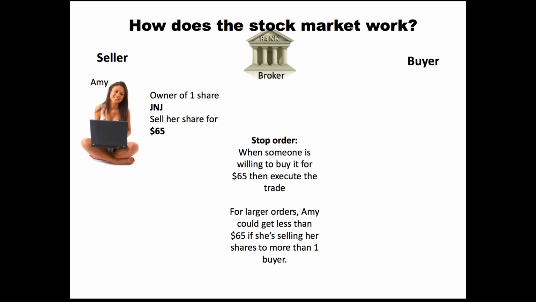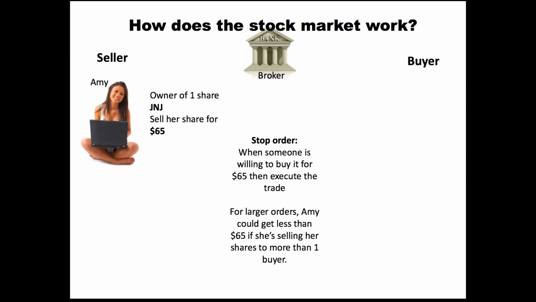Now, the first type of order that we're going to talk about is what's called a stop order. This is when somebody is willing to buy it for $65, then the trade would be executed. So she says, broker, you're not allowed to trade my one share unless somebody out there is willing to buy it for $65. Let's assume for just one second that Amy had 100 shares, and she wanted to sell all 100 shares, and she put in a stop order at $65, meaning some buyer has to at least be willing to buy the first share for $65.